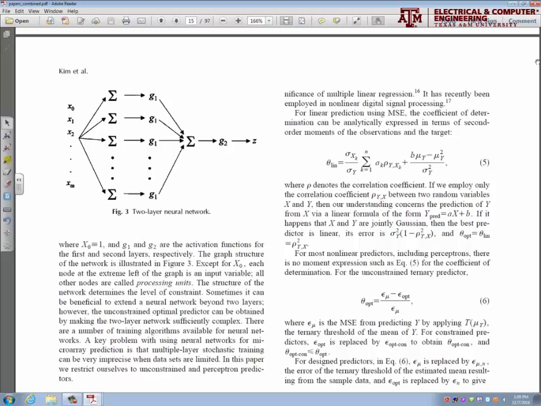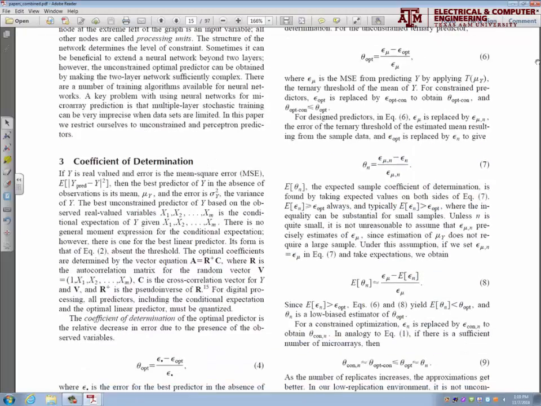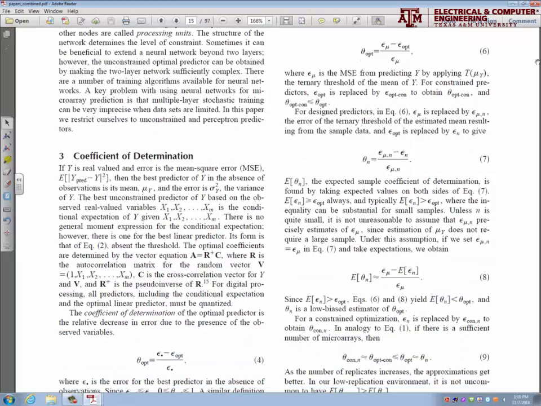This is the basis of the formula for the COD that I already talked about when we went through the PowerPoint slides. So theta opt is epsilon dot minus epsilon opt, over epsilon dot, where epsilon dot is the error for the best predictor in the absence of observations. That would be the error associated with the mean, which would be the variance.